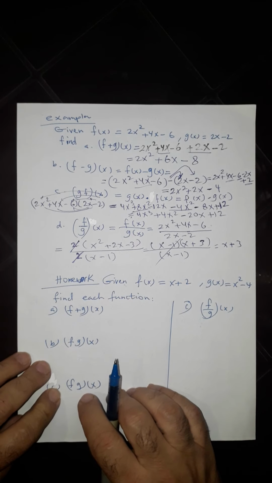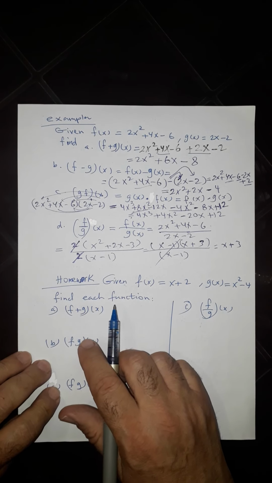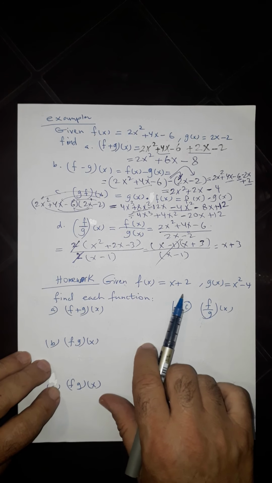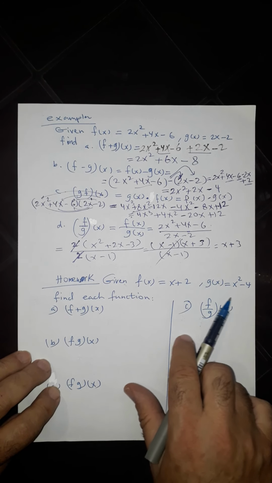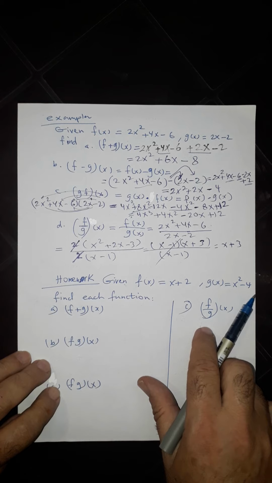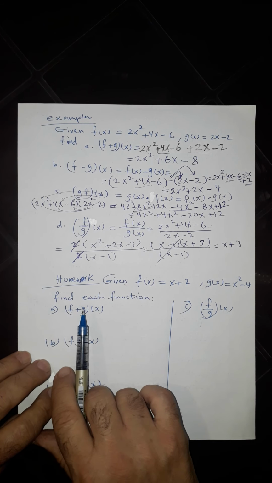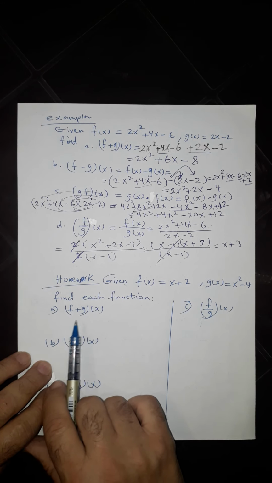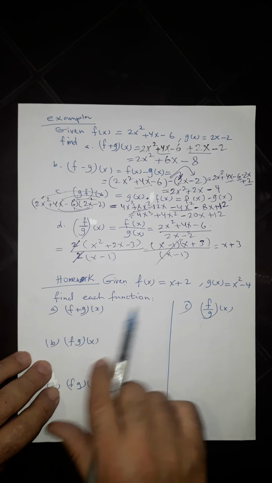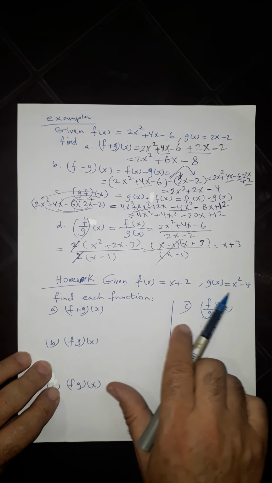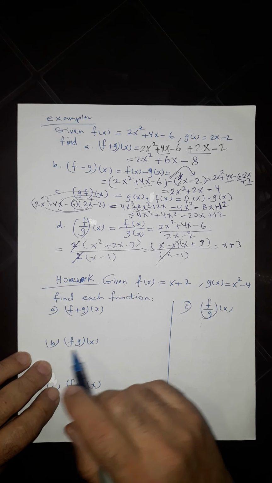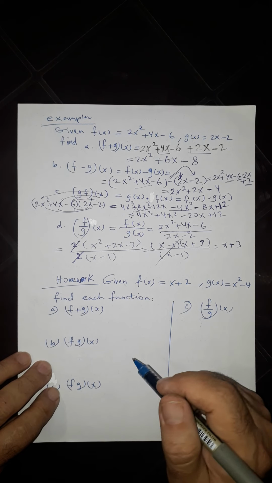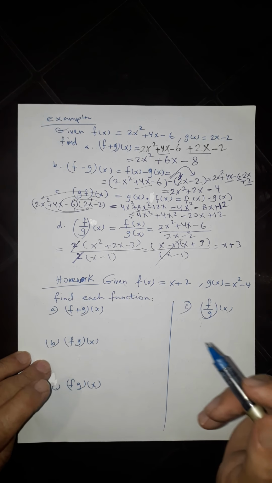Okay. Your homework is, assume we are given these functions: f of x equals x plus 2, g of x equals x squared minus 4. We need to find or perform these operations. What's f plus g of x? You need to add this function with the other function. What's fg of x? You need to multiply f of x times g of x.